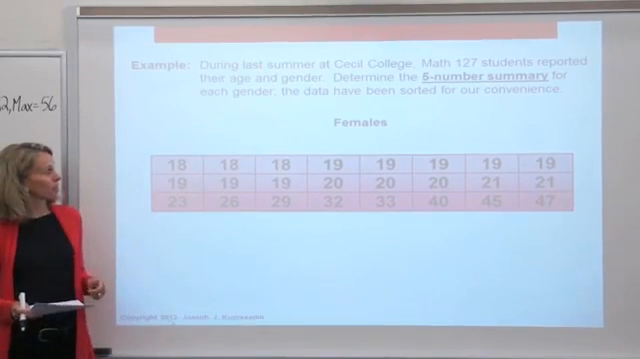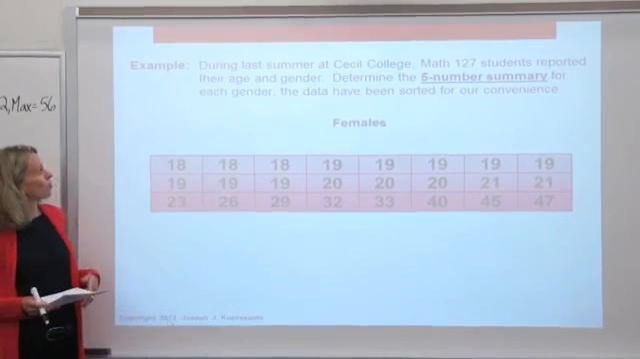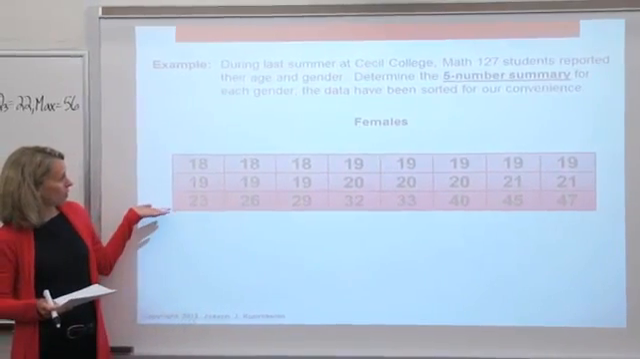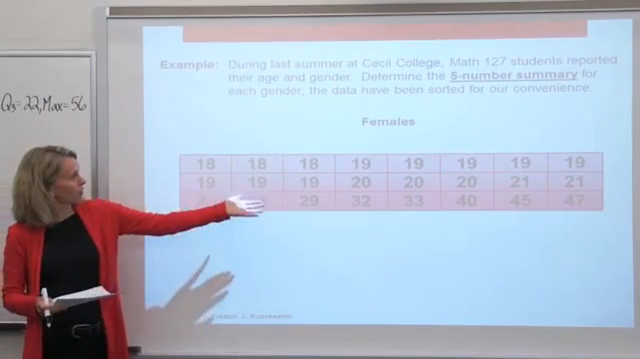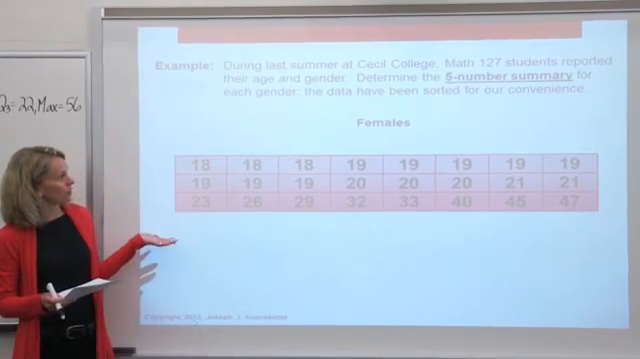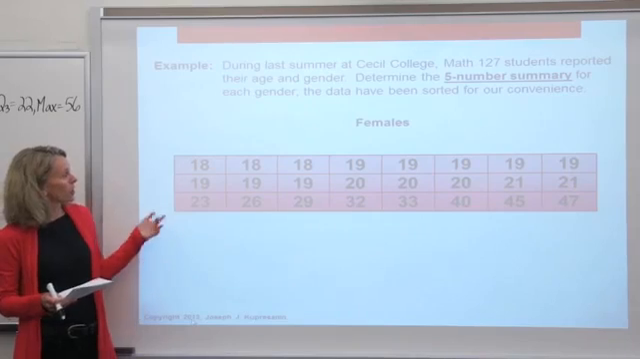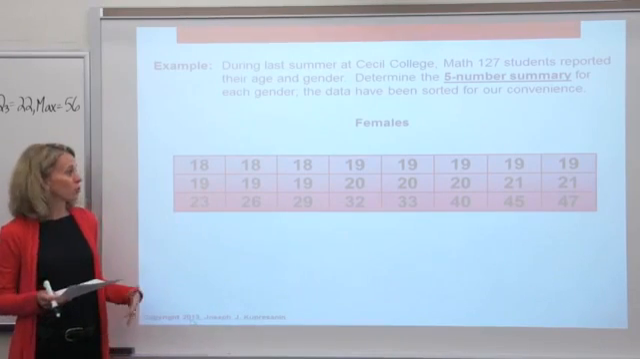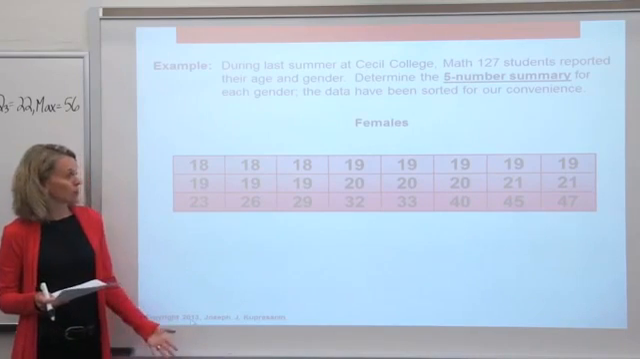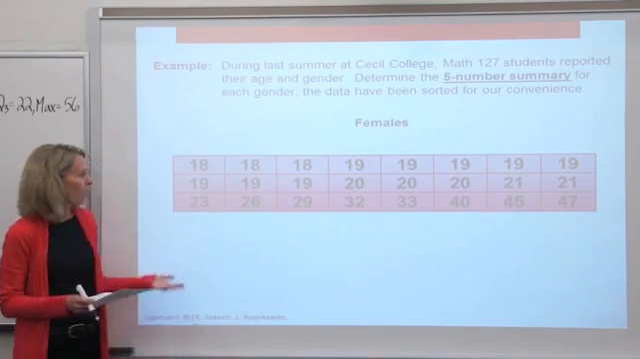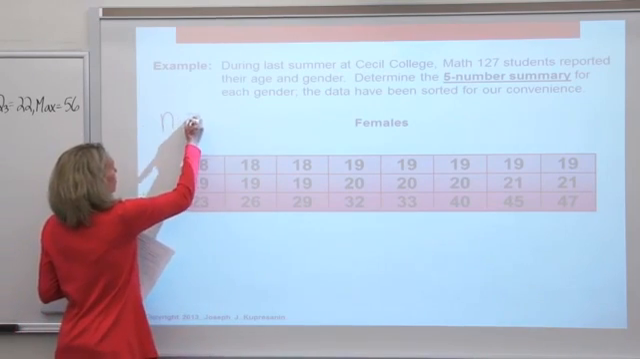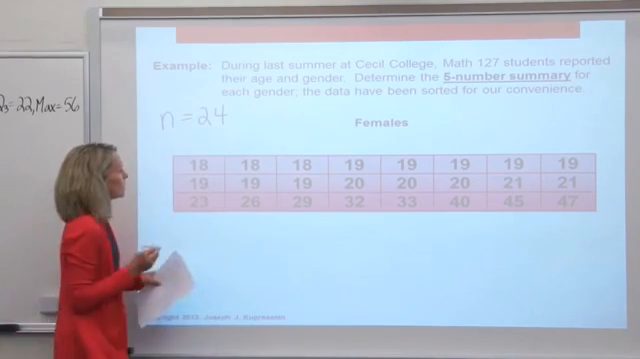During last summer at Cecil College, statistics students reported their age and their gender. For the set of females, we have a list of ages for that sample of students. We're going to take this and determine the 5-number summary. The data have conveniently already been sorted for us, so they are in order. Then we'll do the same thing for a sample of male students. This data set has 24 values in it. We sampled 24 female students.